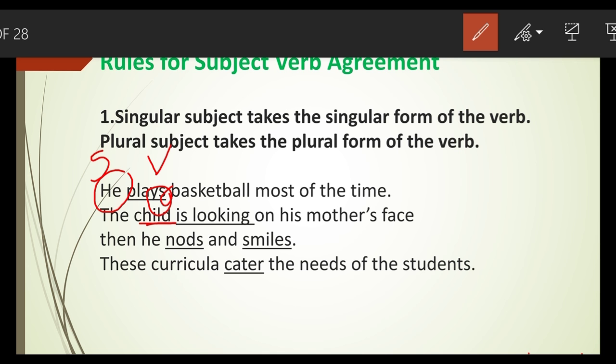Ito na po tayo. Ang ating subject dito ay curricula. Ito ay foreign plural noun. Paano ba siya naging plural? Wala naman siyang S. Okay, kasi dapat aware din tayo sa mga foreign, plural, or singular form of the nouns. Ang singular form yan ay curriculum. So, to form the plural of curriculum, magiging curricula. Kaya, ang verb natin ay walang S. Cater the needs of the students.